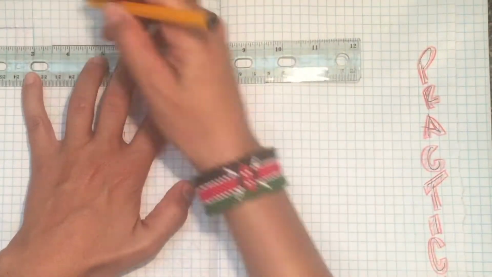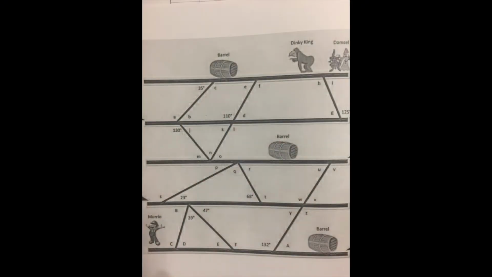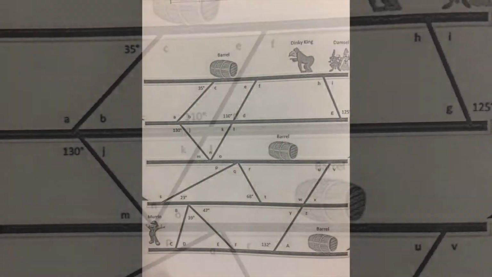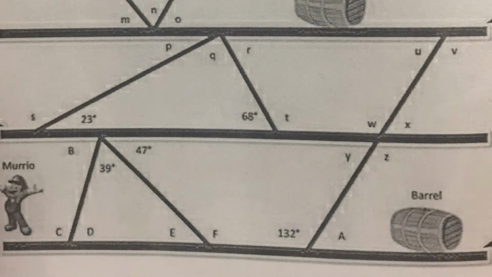So on the practice page, you're going to copy this down. Actually, here's the whole thing. Just go ahead and pause the video and copy all the lines down. Go ahead and pause the video and copy the numbers down for the top half. Pause the video and copy the numbers for the bottom half.